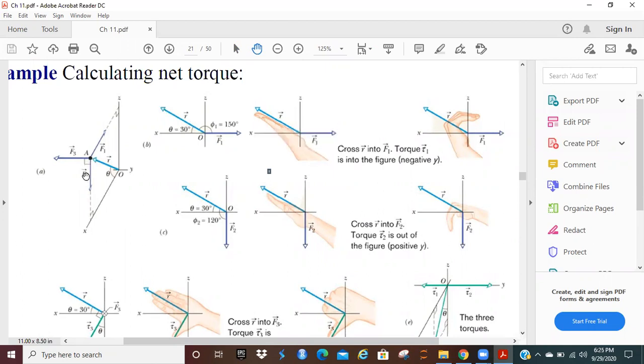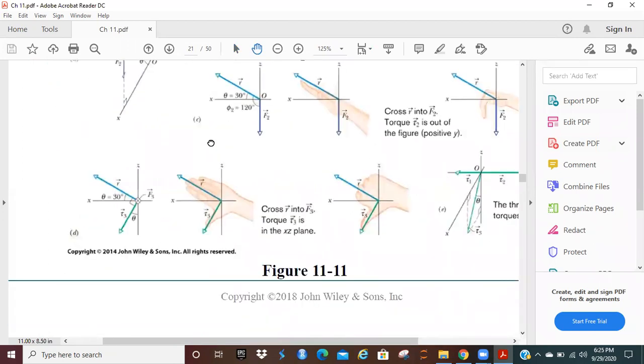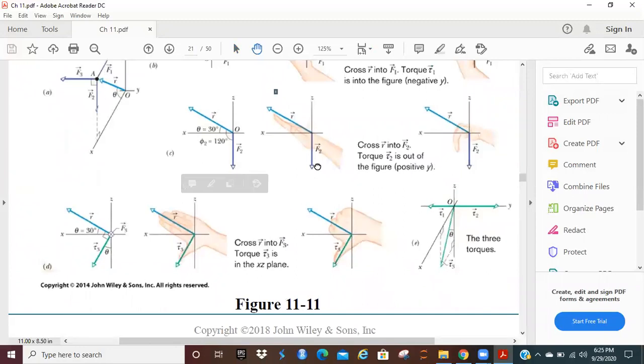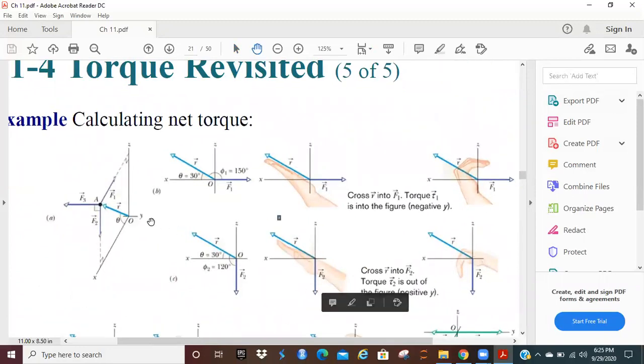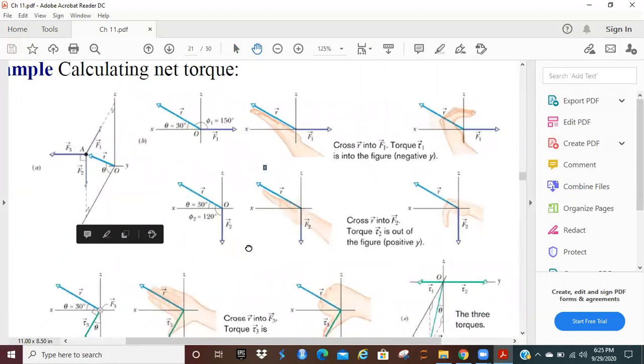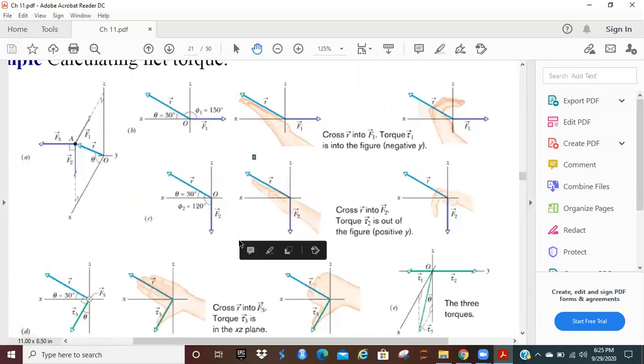You can look at several different combinations here, where you've got A, B, C, D, and E. You've got R coming up this way. You've got force this way, force this way, force this way. This is your particular setup here. If we're looking at F1, F1 is pointing in this particular direction. You've got R pointing this way.